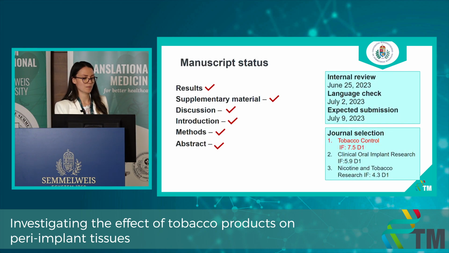So my manuscript is written, but I still need some minor revision, and then we can hopefully send it to internal review. And our target journal is Tobacco Control, which is a D1 journal in the category of public health.